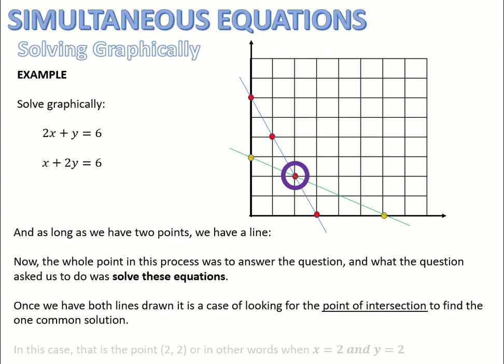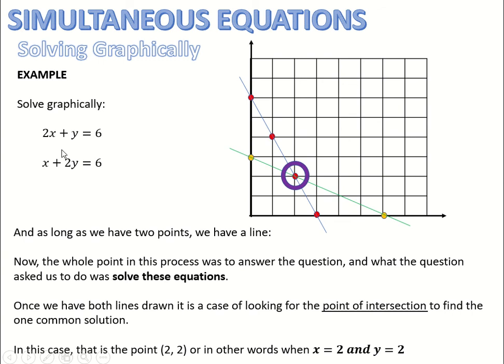It's not just a case of pointing it out; it is actually numerical values that we're looking for. So in this case, we have the point (2, 2), or in other words, x is 2 and y is 2. That is the one solution that satisfies both of those equations. It satisfies them both simultaneously, and that's what we're looking for here: one solution to both of these. This obviously was a long and tedious method of doing this. There are better ways, but I want to show you this first.